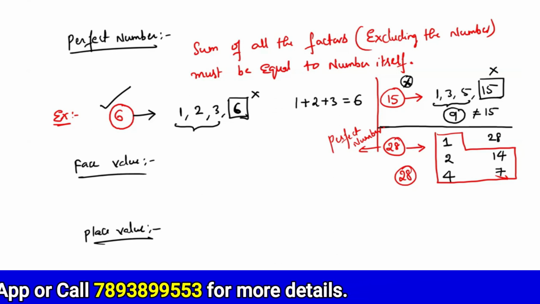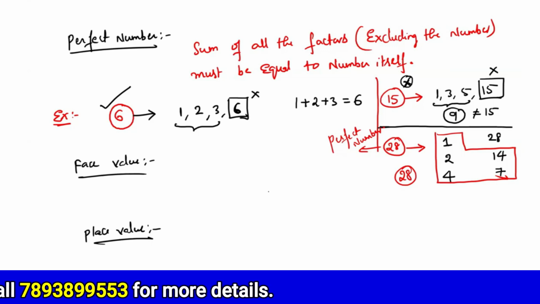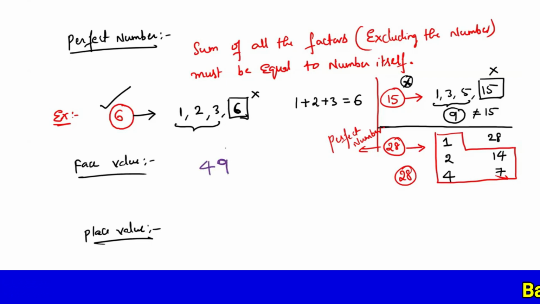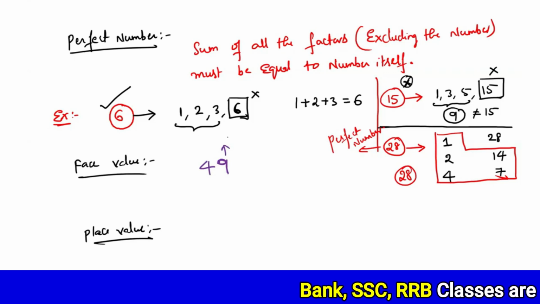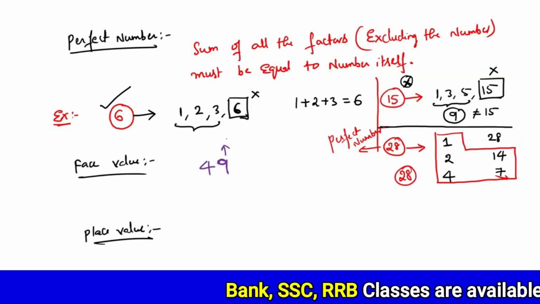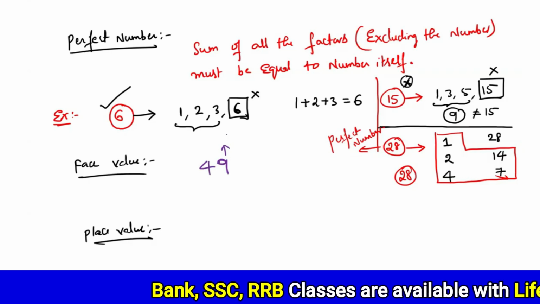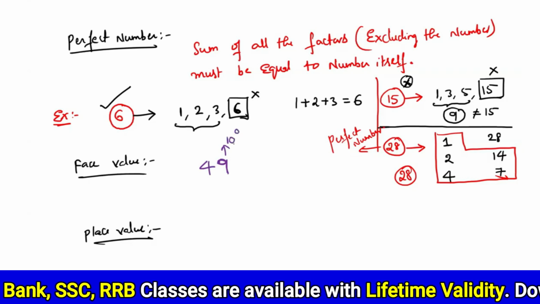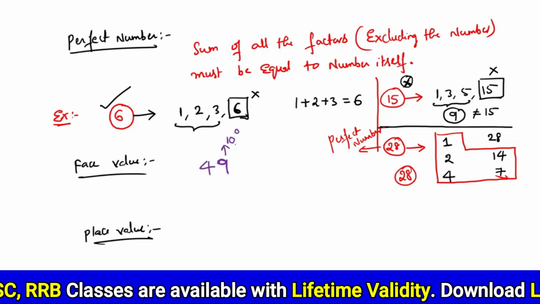Okay. And now coming to face value and place value, let us take a 2-digit number first. Let us take a number like 49. So this is a 2-digit number. What is this number 9 called? Ones place, or it is called a unit digit. Ones place means it will be represented as 10 to the power of 0, which is 1.